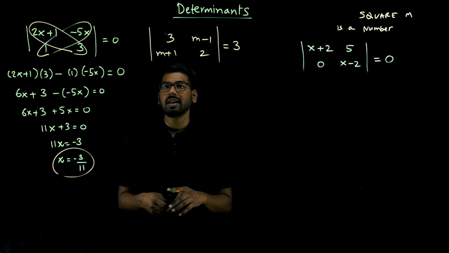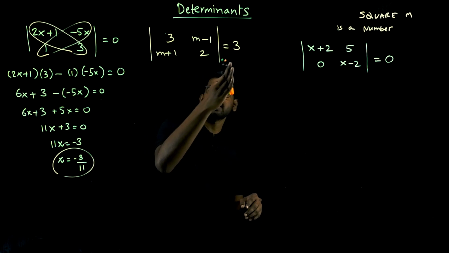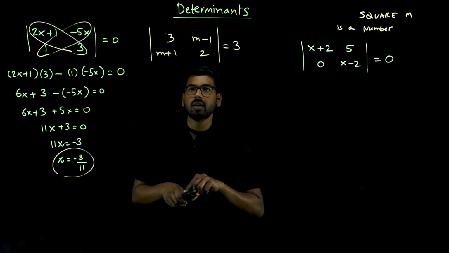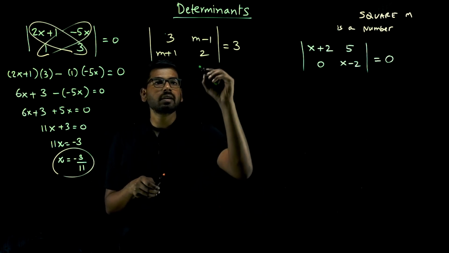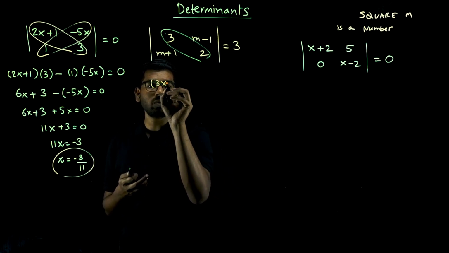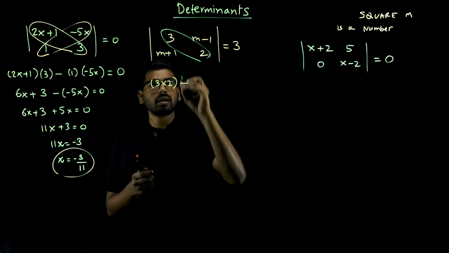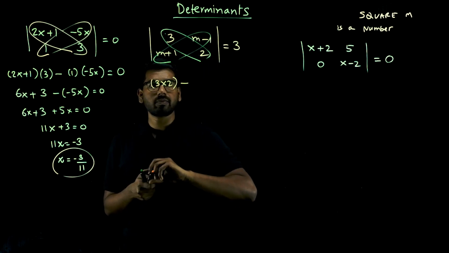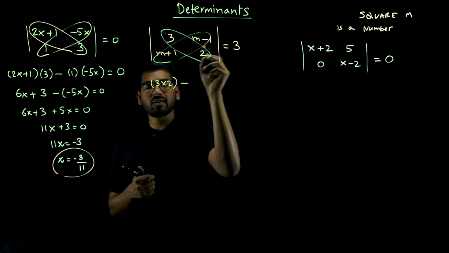Another similar question: determinant is equal to 3, what is the value of m? How do we find the determinant? Diagonal elements multiplication, 3 into 2, minus the remaining diagonal elements multiplication. The remaining diagonal elements are m minus 1 and m plus 1.